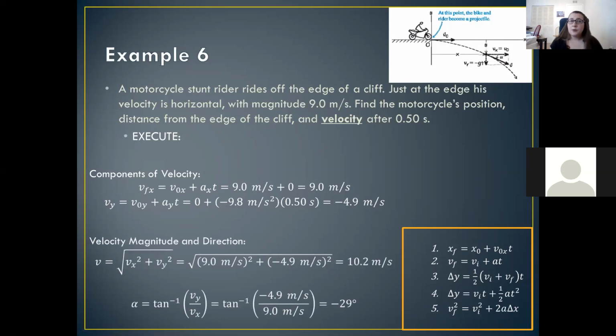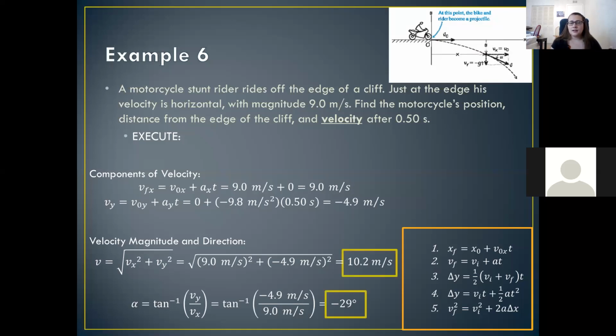So now that we have the components of the velocity, we can find the magnitude and direction of the velocity. And again, that's the Pythagorean theorem, square root of the x component squared plus the y component squared. So x component is 9, y component is negative 4.9. That gives us a magnitude of our final velocity of 10.2 meters per second. That's pretty fast. And his direction before he hits the ground is inverse tangent of y component over x component, which gives us an angle of negative 29 degrees.